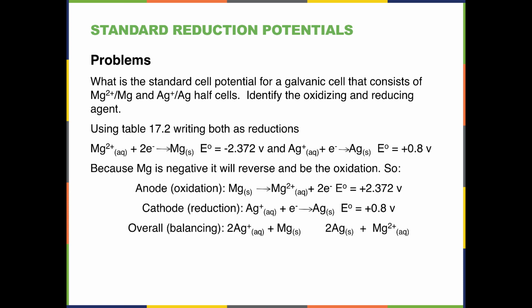The overall reaction, balancing again, and notice you do not multiply the voltage by coefficients, looks like this. Again, you're balancing the electrons, and it's the cathode minus the anode, or 3.172.